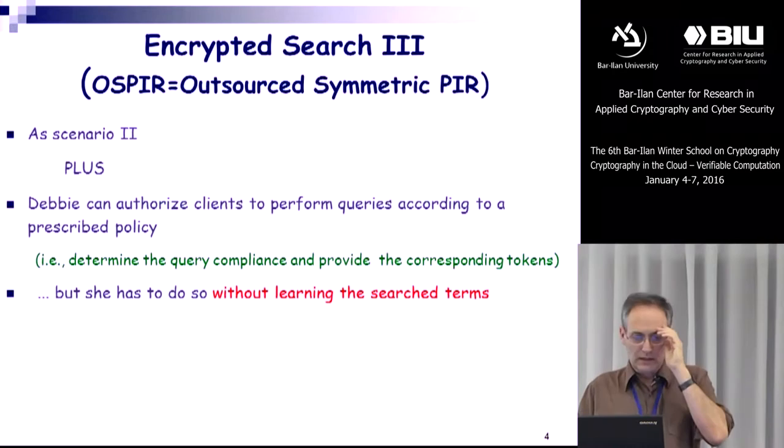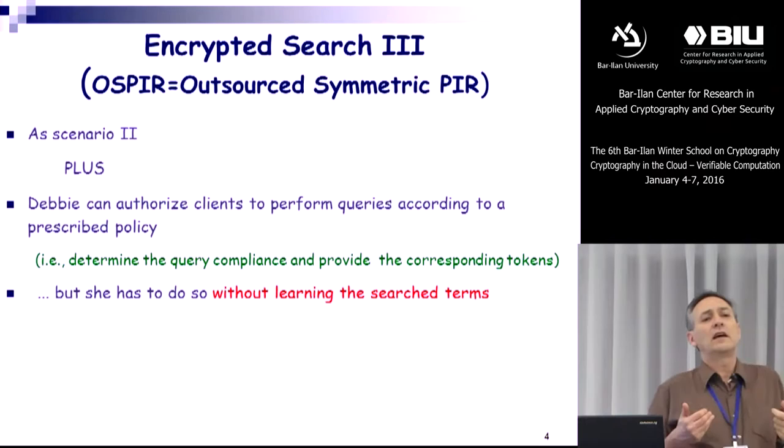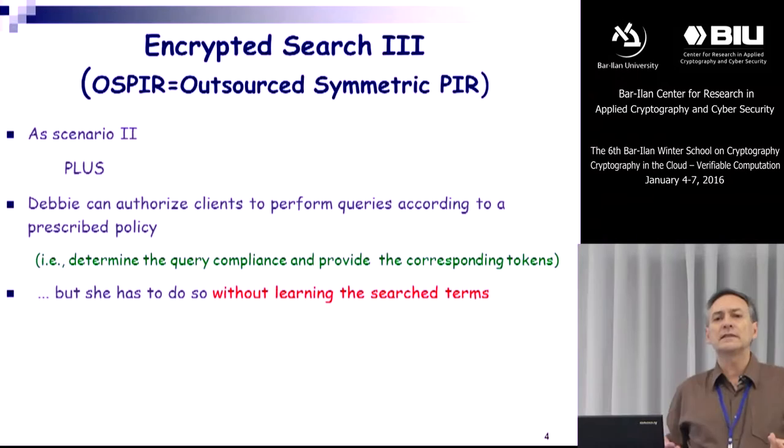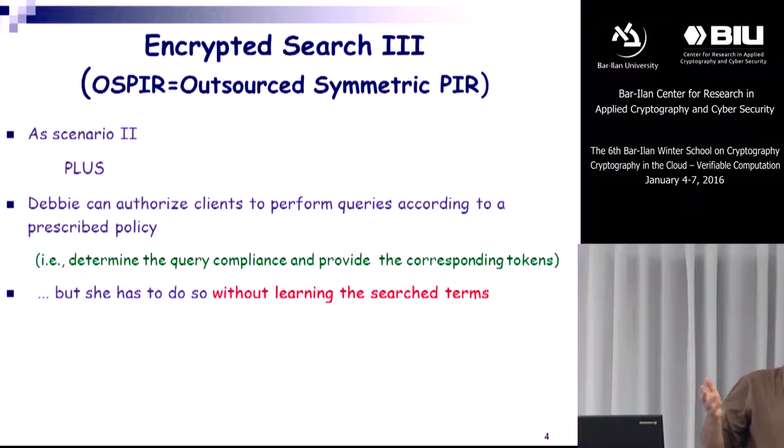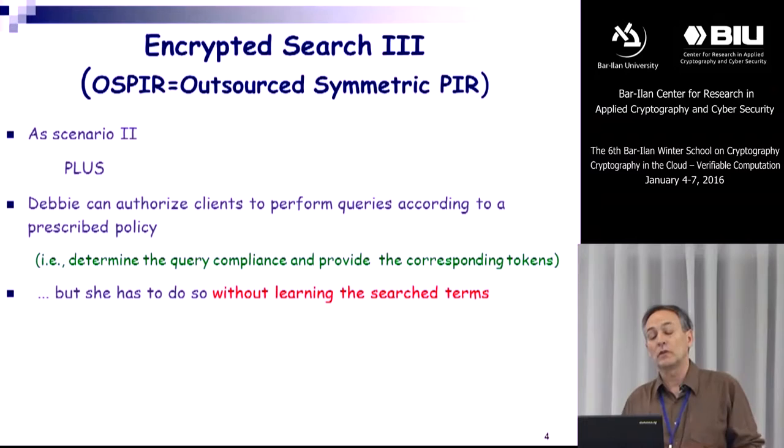The first step is that Debbie, the owner of the data, will authorize queries in the following way. Client comes, shows the query. You know, I want to query first name like this, last name like this, zip code. And Debbie will decide if that client can make that query or not. And she learns the query.